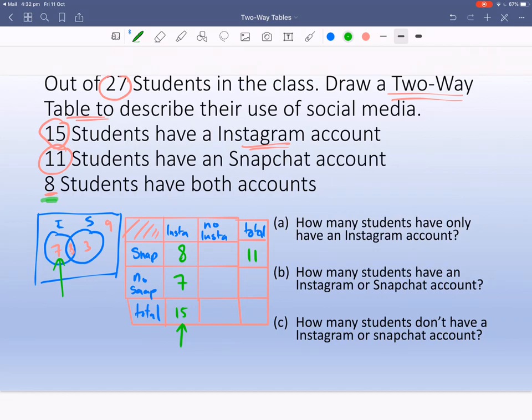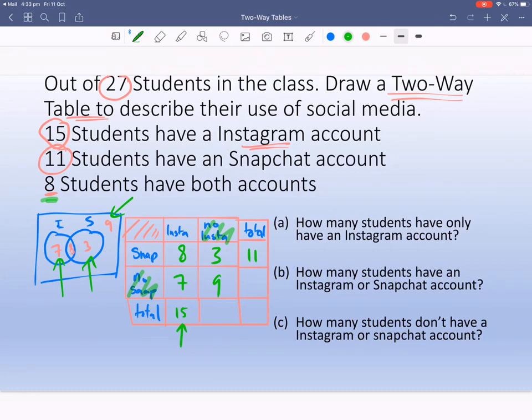And then we're going to do the same thing as we did. How many students have Snapchat and no Insta? Well, that's this one here, and that's 3, and that's good because 8 plus 3 equals 11. Now, how many students, this one's really clear to see, have no Snapchat and no Instagram? Well, that is simply 9, and that refers to this in total there.